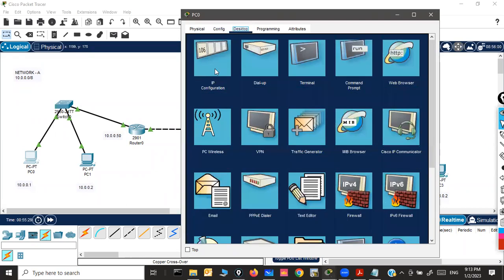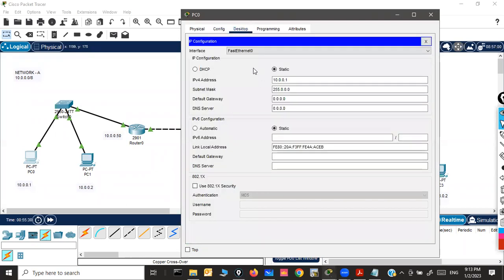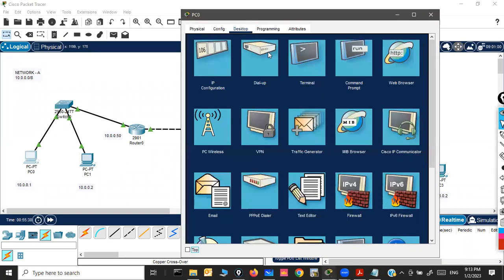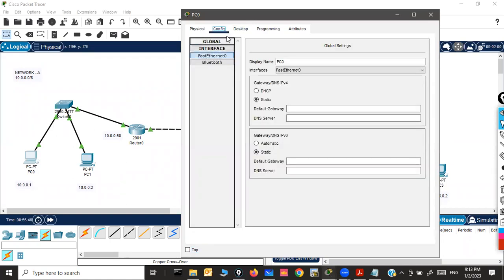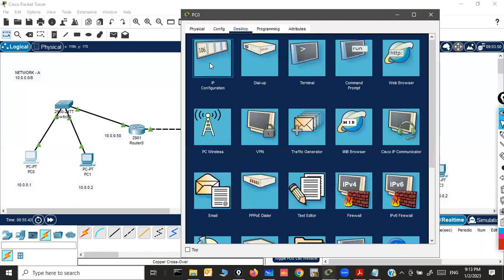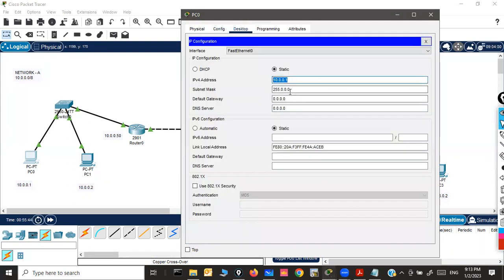Even if I go to this IP configuration page, this is the main page, and it looks similar to what we see on our laptop or desktop. So I'm going straight to the desktop and IP configuration. It is very similar to what we see in physical computers. Here you can see the IP address is there, the subnet mask is there, DNS server you can ignore for now. The gateway is blank, there is no gateway address.